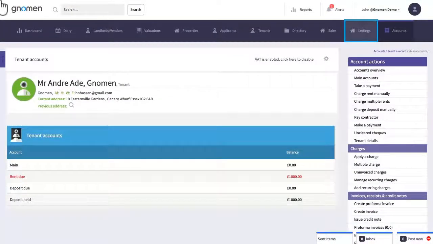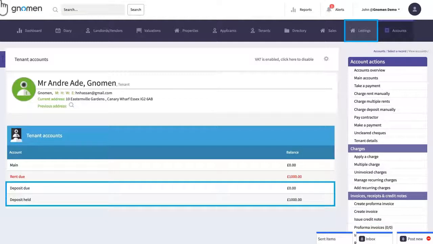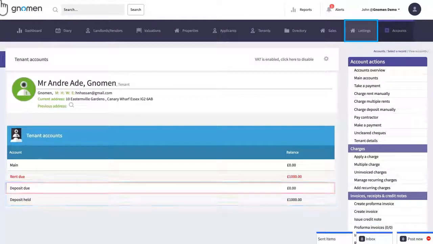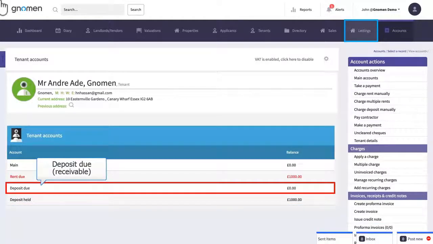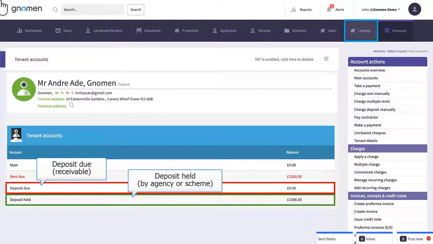Back on the tenant's overview page, the deposit account is broken into two sections. Deposit due shows the amount receivable, and deposit held is held either by the agency or by a deposit scheme.